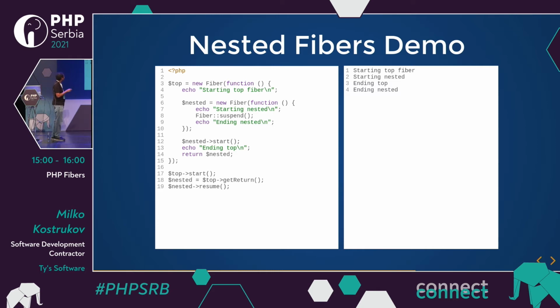So it looks like this: starting top fiber. Then it creates the nested. It starts the nested, so it's starting nested fiber. Then, because we suspend here, we get ending top. Then we return the nested, and we resume it from the main. We get ending nested. So nice. We can totally mess with this stuff.